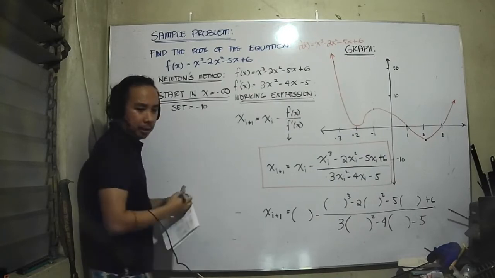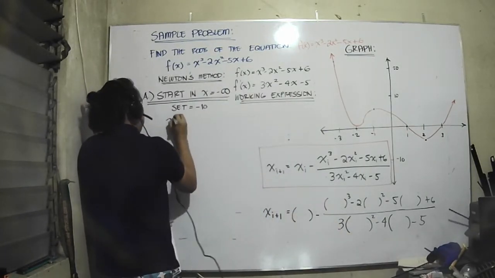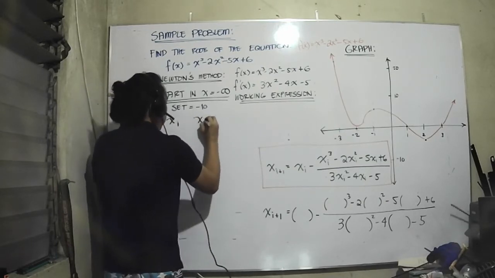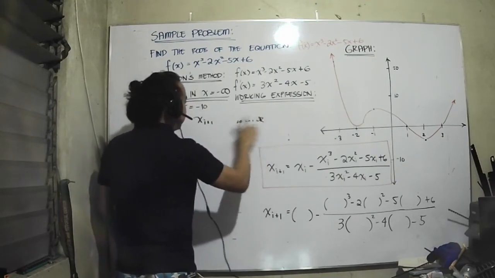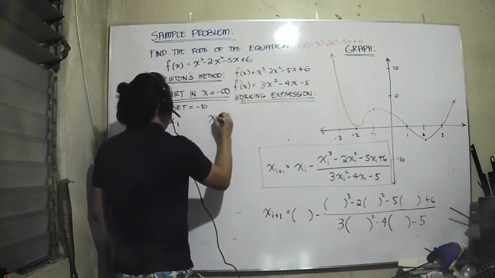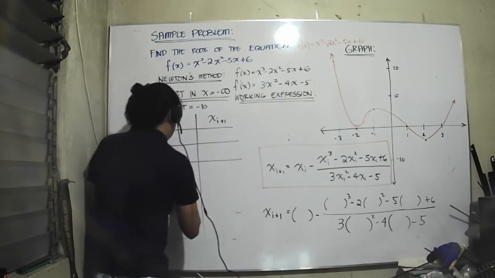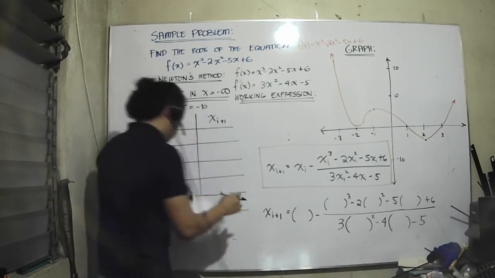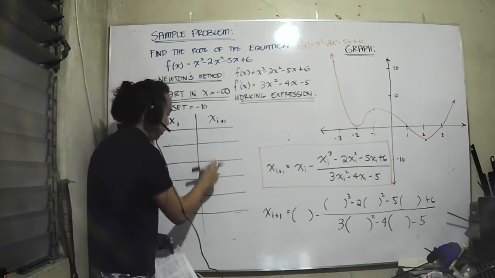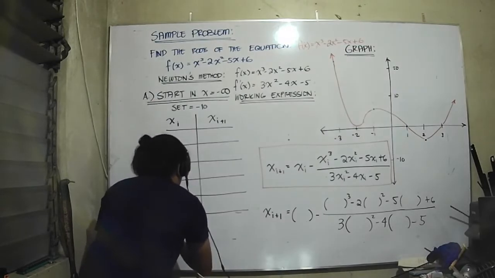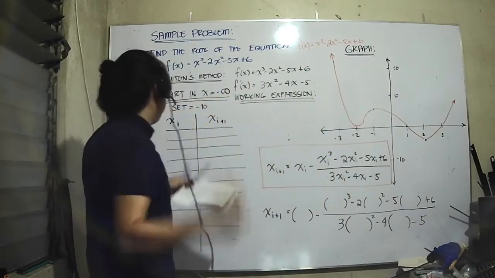I'll make a table. This should be x sub i plus 1, and maybe a percent error too, but x sub i plus 1 is more important. Let me make eight rows: 1, 2, 3, 4, 5, 6, 7, 8. Okay, so we start here at negative 10.